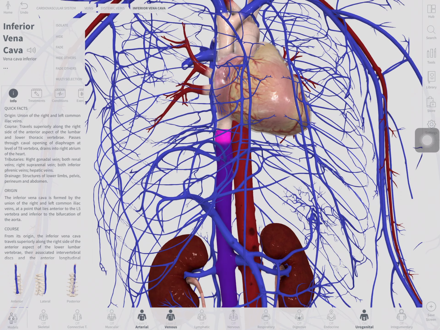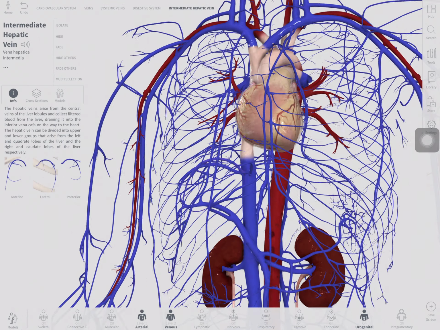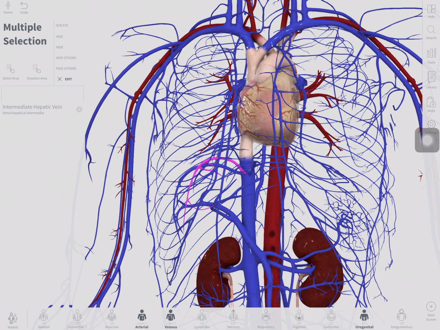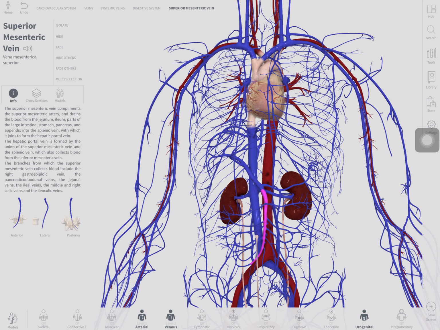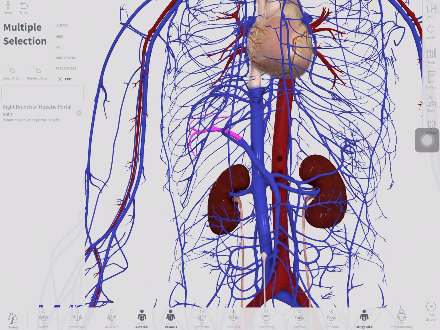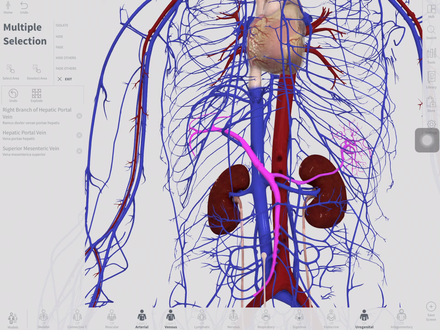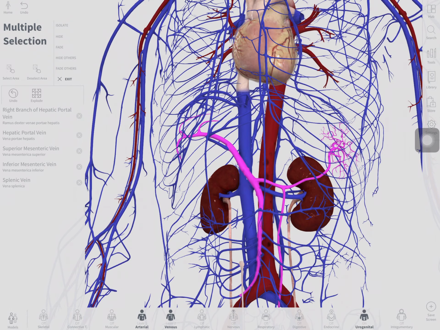In the inferior vena cava, in the abdominal region, you have the hepatic veins. In the digestive system, I will teach specially about the hepatic vein and the portal vein. The portal vein is a venous network connected between the intestine and the liver. If I show all the branches of the intestine and the liver, you can understand. This portal vein is not connected to the inferior vena cava.